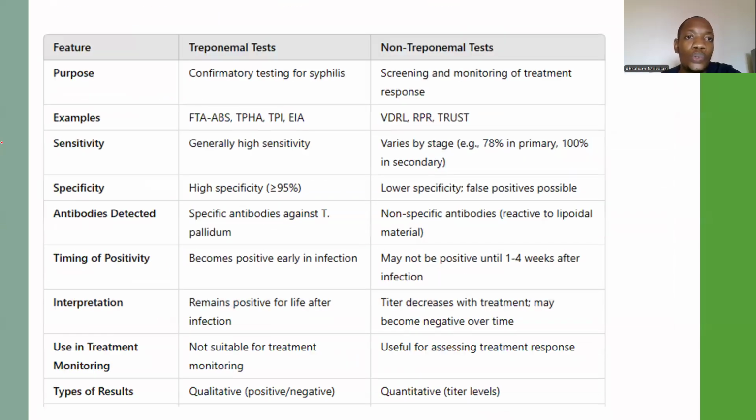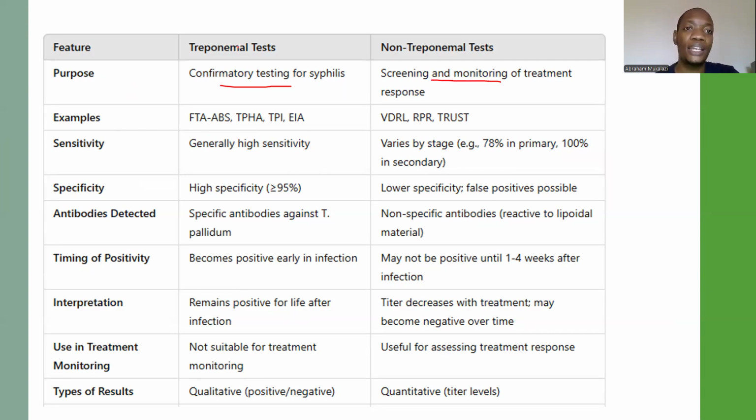So when you're classifying them under treponema and non-treponema, this table tries to show you the importance of each and how you could use them. Treponema tests are usually confirmatory because they help you detect the bacteria itself. The non-treponema tests detect antibodies, so they don't tell you about the bacteria itself, right? So we usually use the treponema tests as confirmatory tests for syphilis, whereas the non-treponema tests we can use for screening and monitoring treatment response.